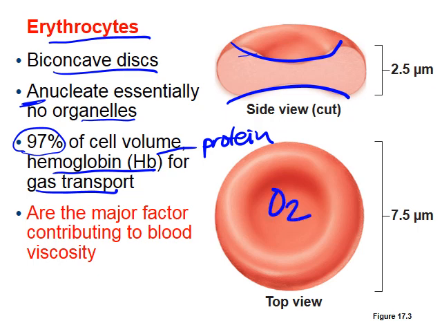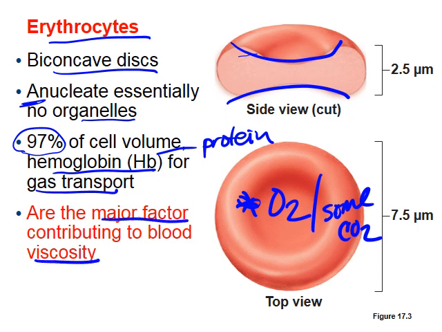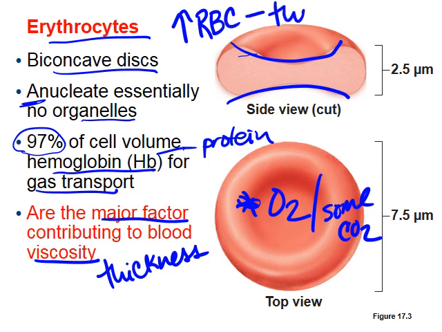The majority of gas that we're going to carry on a red blood cell is O2, and we do carry some carbon dioxide, but the majority is oxygen. So these red blood cells are a major factor for blood viscosity, so think thickness. If you have a high number of red blood cells, your blood's going to be thicker.